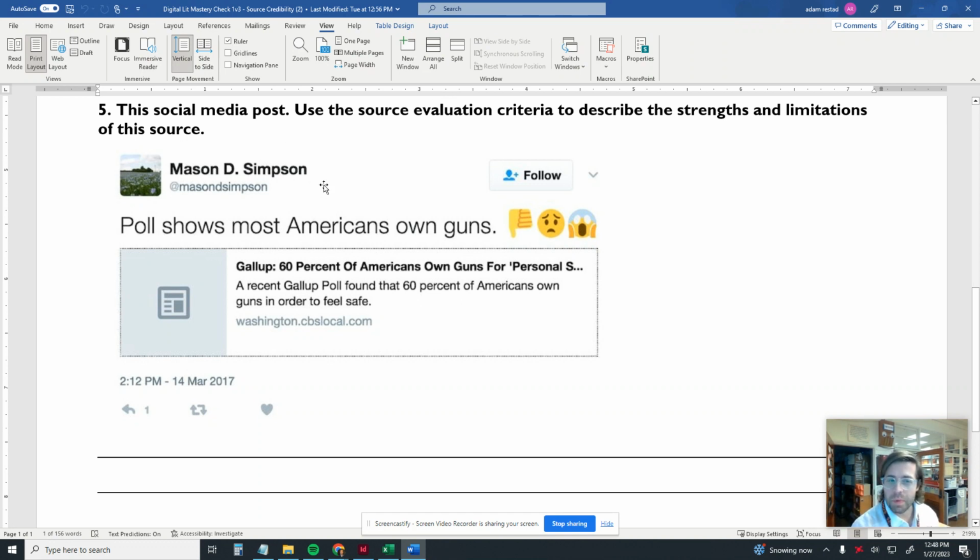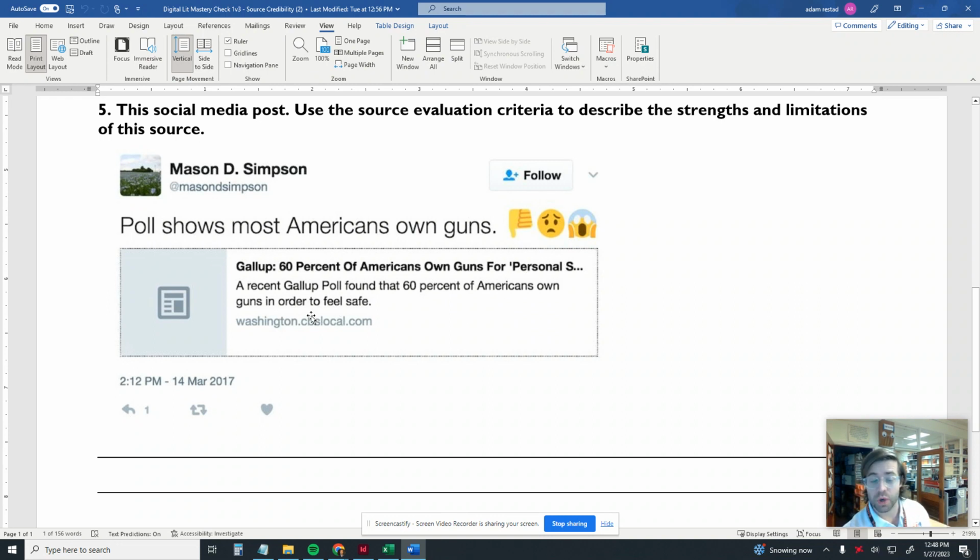Simpson, probably no way for me to check, is this guy a credible person to talk about gun control? The source he's using actually is pretty credible because it's from Washington, cbslocal.com. My guess is that's a local news station. And I know that Gallup is a pretty credible polling company that takes information and does some research about statistics in America. So the source he's using is credible. He is not.